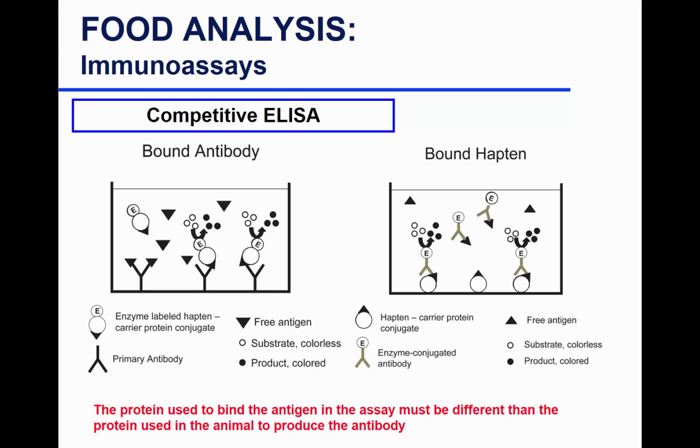So you want the carrier protein that you don't have antibody for. Remember when I told you to inject the hapten in the animal, and the animal will produce antibodies not only for the antigen but also for the protein that got injected. So therefore in your assay you want to make sure you have a different carrier protein. So you don't have any non-specific binding that you don't want to happen. You only want your antigen to bind to the antibody. You don't want the antibody to bind to anything else.